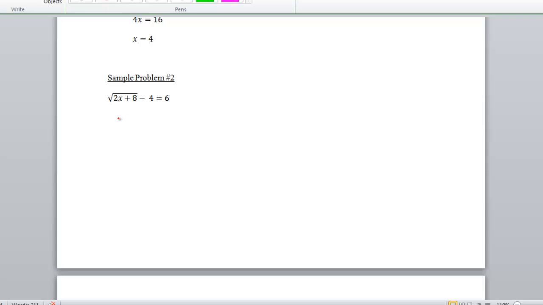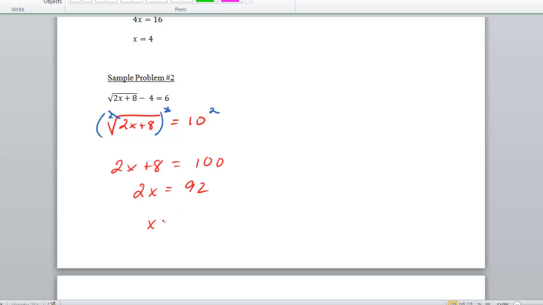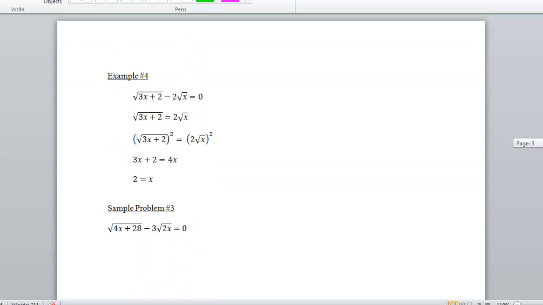Okay, and so what we need to do is add 4 to both sides, giving us 10. Now that we have the radical isolated, I can take the square root of both sides so that the root and the power cancel each other out. I also have to take the square of the other side, and this leaves me 2x plus 8 equals 100, and then I'll just simply solve for x. Okay, and that's pretty much it.